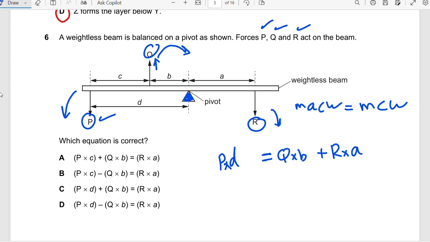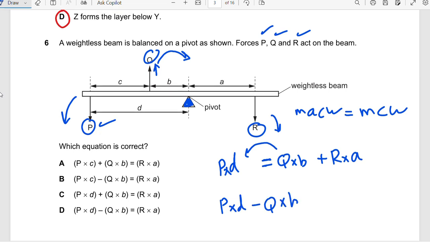Do I have this option? Actually no, but I notice that I can take this to the other side. So it's going to be P multiplied by D minus Q multiplied by B, which equals R multiplied by A. And which option is that? That's option D, right? That's it. The answer here is D.